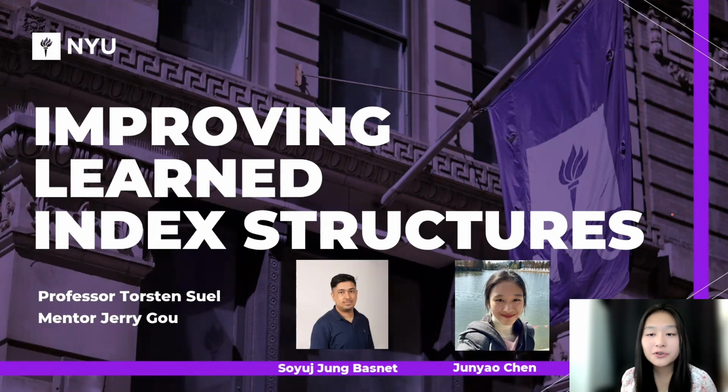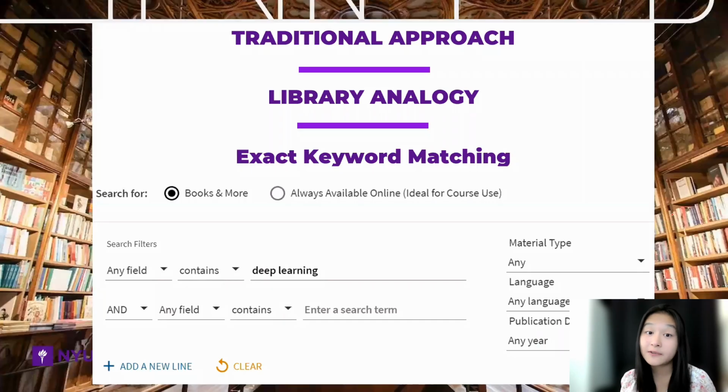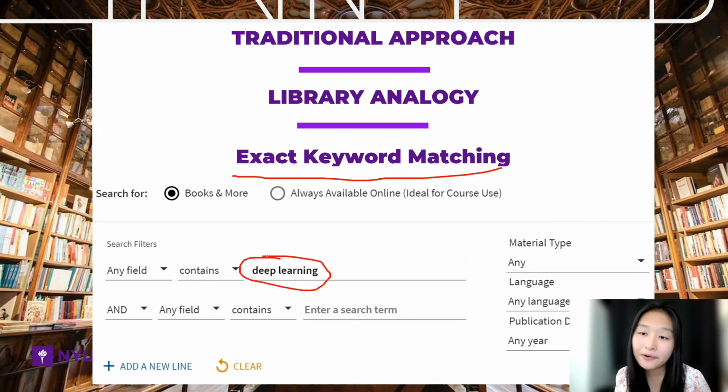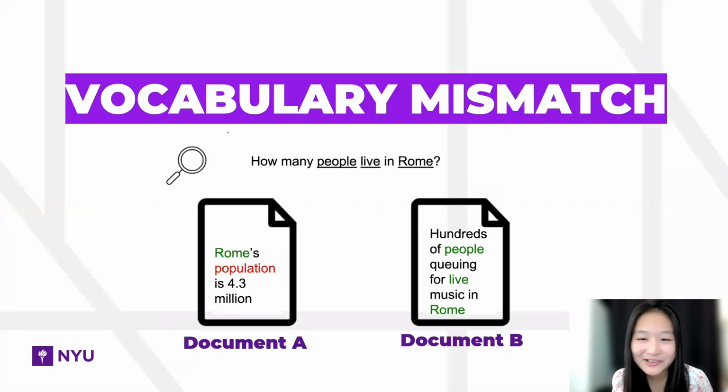The traditional solution before the emergence of transformers or AIs is exact keyword matching. On a very high level, the system is trying to syntactically find what you ask for. But the problem or the drawbacks with the vocabulary exact match approach is that there can be vocabulary mismatch problems.